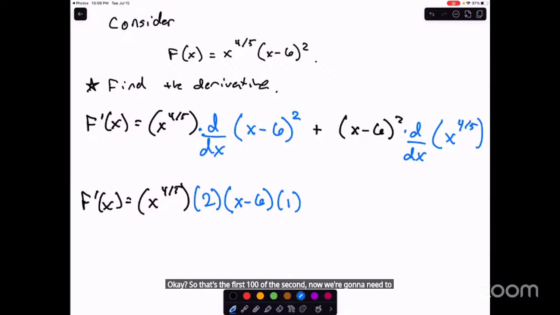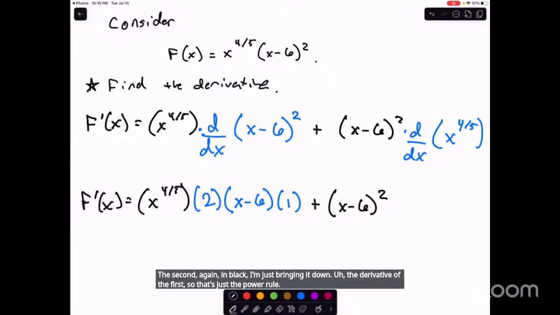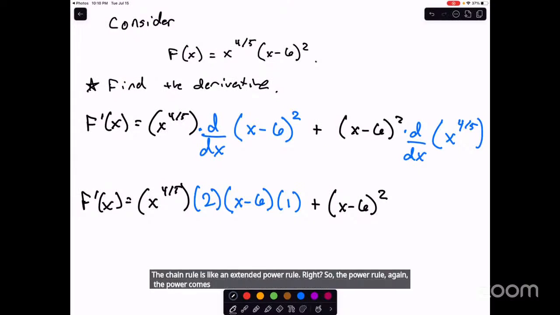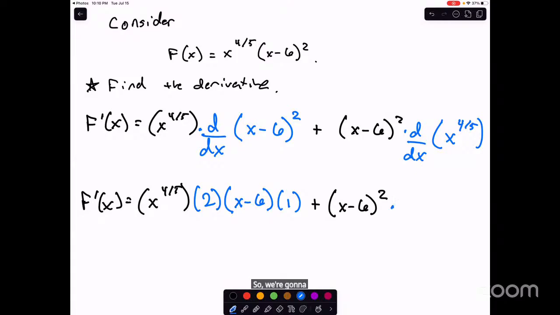Now we need to say plus the second. Again, in black, I'm just bringing it down. Then the derivative of the first, which is just the power rule. The chain rule is like an extended power rule. With the power rule, the power comes down and we subtract 1 from the power. So we're going to say times, that power comes down, which is this guy.